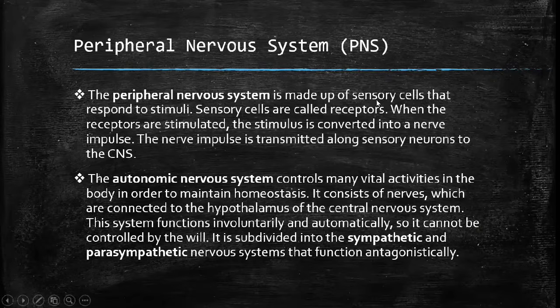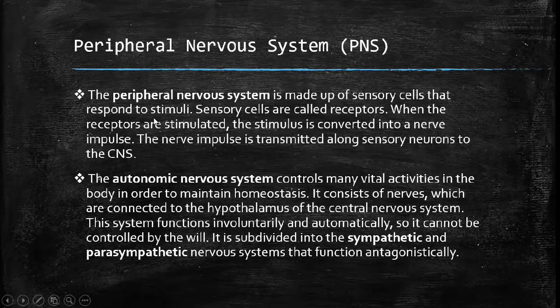But now the periphery is made up of sensory cells that respond to stimuli. These sensory cells are what we call the receptors. When the receptors are stimulated or triggered, the stimulus is converted into a nerve impulse. For a stimulus to be interpreted, it must turn into a nerve impulse, guys. And then the nerve impulse is transmitted along the sensory neurons to the central nervous system. That's it. The peripheral nervous system consists of all the nerves which respond to stimuli and receive the stimuli from the receptors. And then we have got the autonomic nervous system.